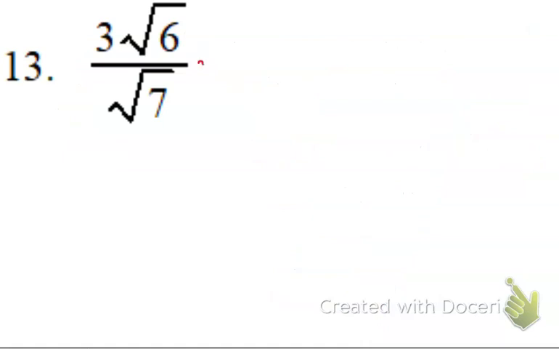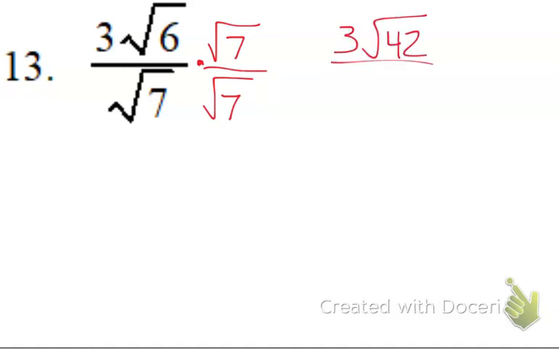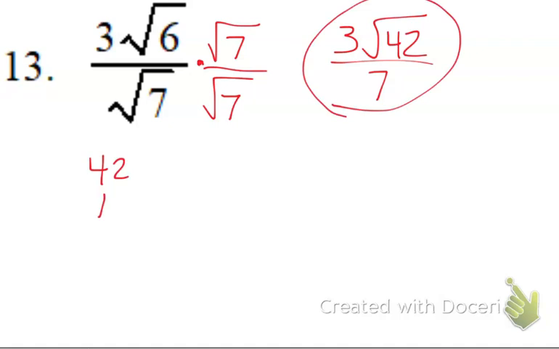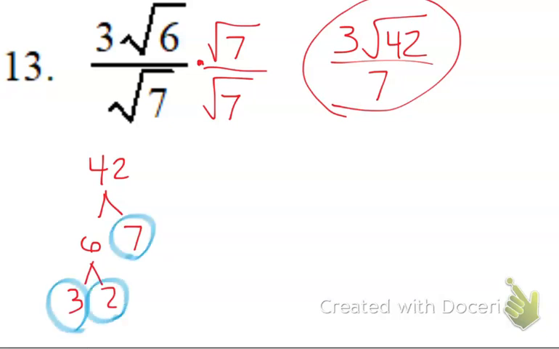Alright, this time we've got a square root in the denominator. We want to get rid of that, so we'll multiply the top and the bottom by square root 7. And so we get 3 square root 42 over square root 7 times square root 7. Square root 49, or just 7. That's as far as we can go with it. If you do a little factor tree on 42, you get back to 6 times 7, 3 times 2. So you don't see pairs of the same prime number. So it won't simplify any.